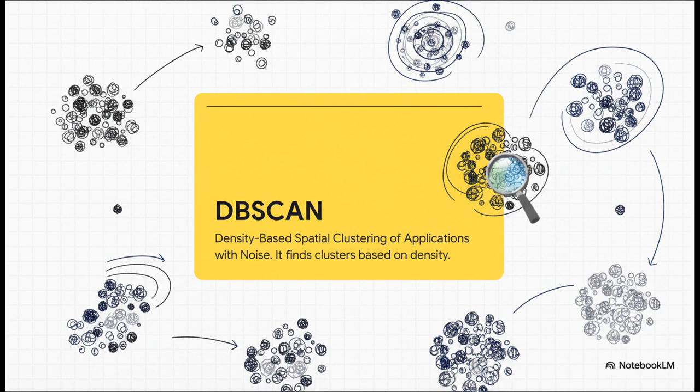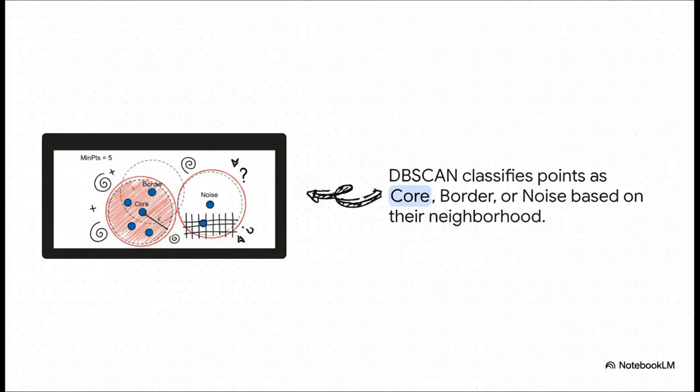But the key phrase you gotta remember is density-based. Instead of looking for centers, it looks for areas where points are packed together really tightly, and it connects them to form clusters of literally any shape. The secret sauce to DBSCAN is how it defines a neighborhood. It goes through and classifies every single point in the dataset as one of three types: a core point, a border point, or a noise point. And understanding these three roles, well, that's the key to the whole thing.